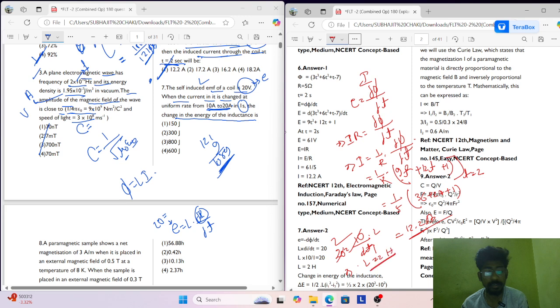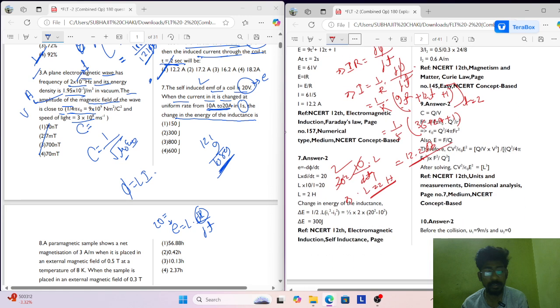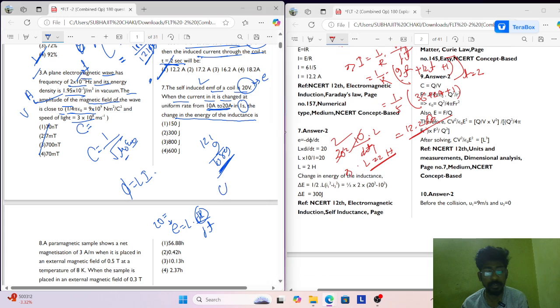And the formula to calculate U, the stored energy, is half L i square. So therefore the formula will be half L into I2 square minus I1 square. That will be our change in the energy. Half into 2 into I2 square minus I1 square means 400 minus 100.